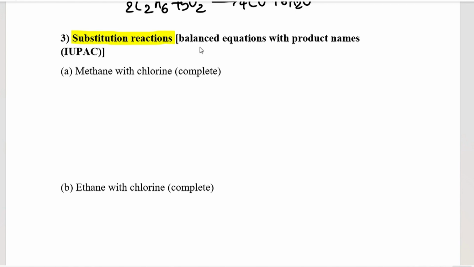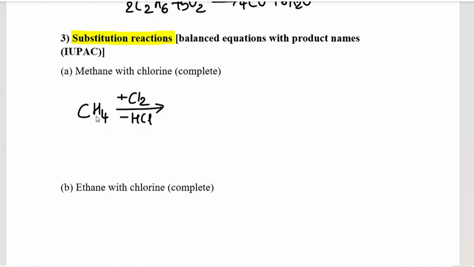And what is given here? Balanced equations with product names, that is IUPAC. Let's try to write it. Complete methane with chlorine, complete, because methane has 4 hydrogens. Every hydrogen is replaced, plus Cl2 and minus HCl, means there are 2 chlorine atoms.